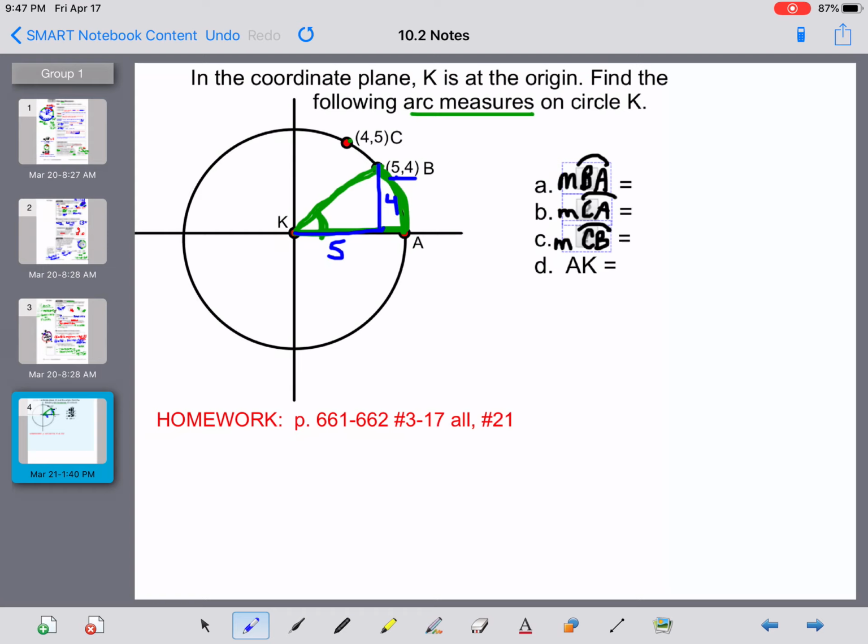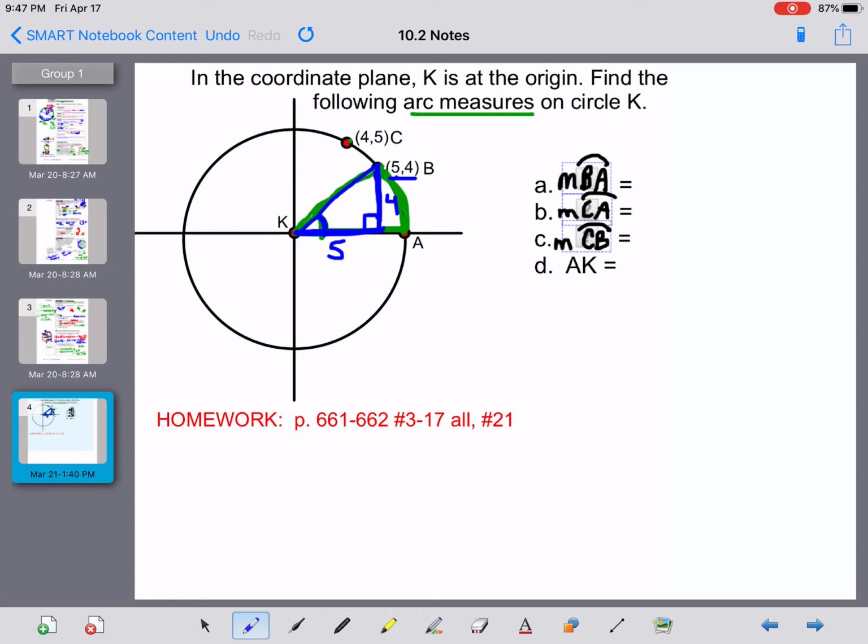I went straight across and straight up. That kind of makes a nice 90 degree. I think I have a right triangle here. Can I find a missing angle on a right triangle? Chapter 7 says I can.